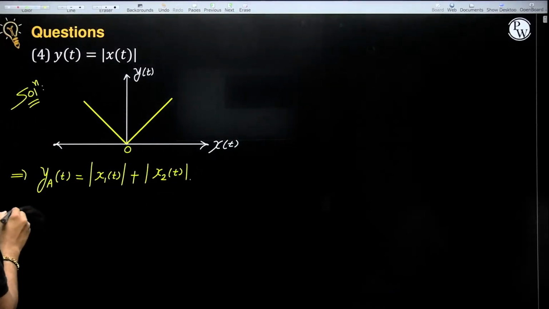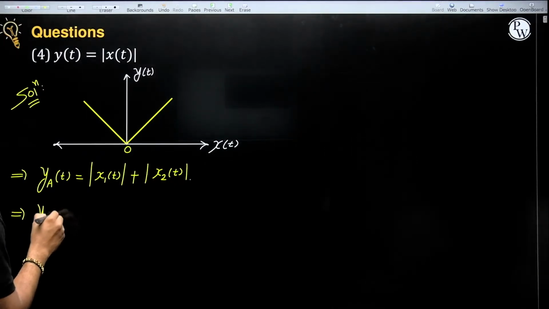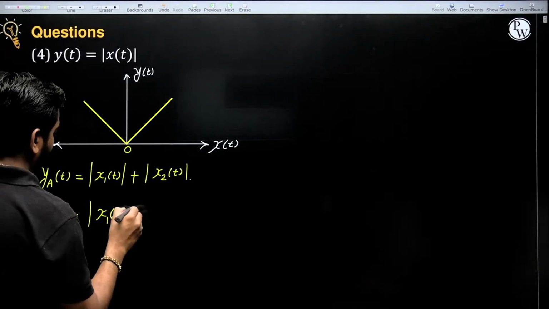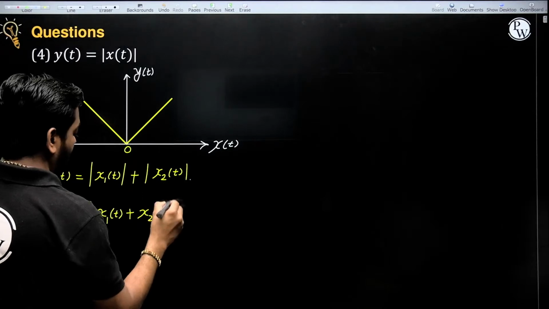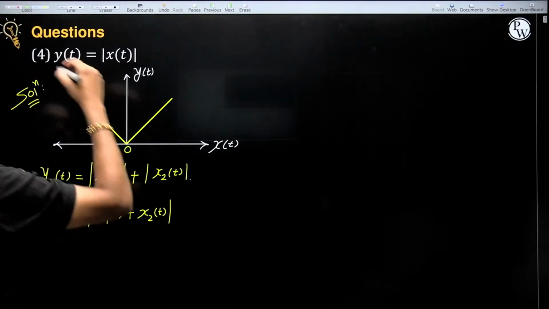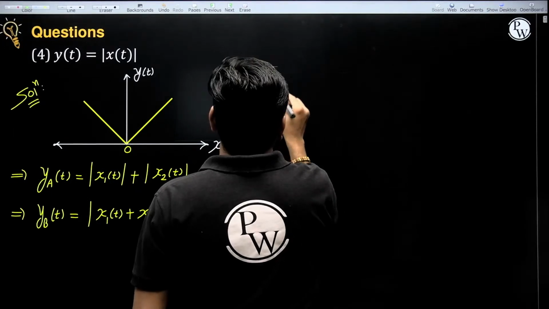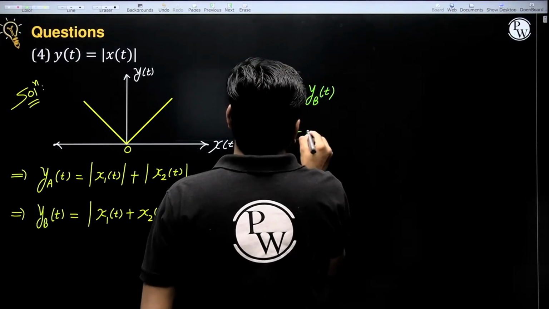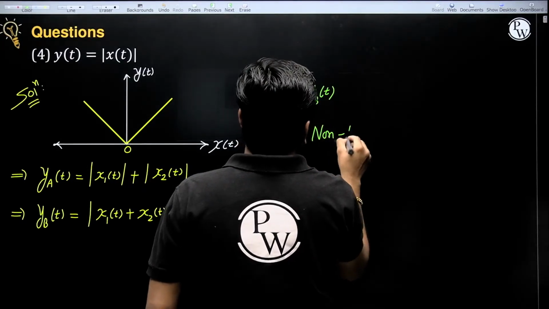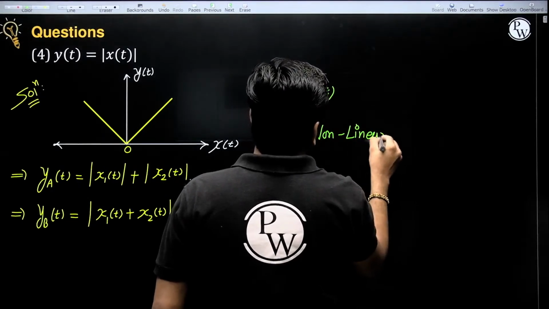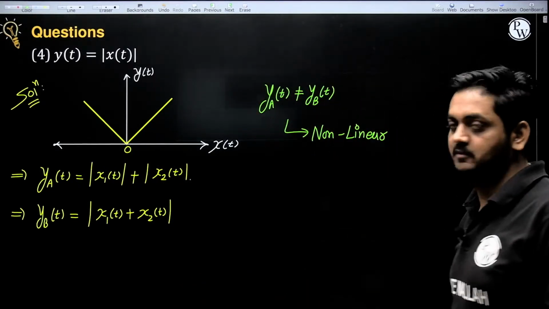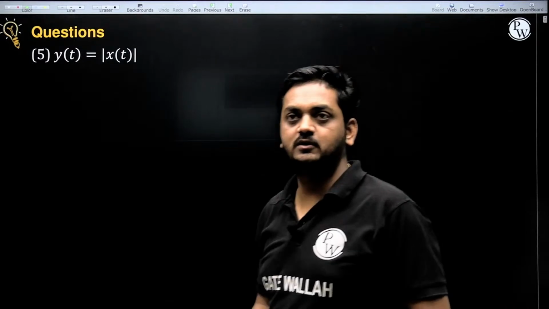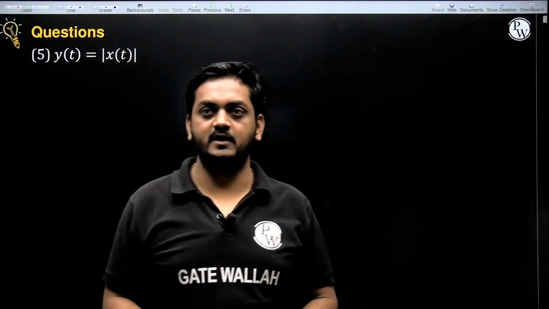Correct? And response due to combined input, yb of t equal to mod of x1 of t plus x2 of t. Again you can see here ya is not equal to yb. The given system is non-linear. Ya of t not equal to yb of t. Non-linear. Correct? Fine. Non-linear system. Question number 4. Next. Question number 5. Try this question. Yes, you can check through graph also.